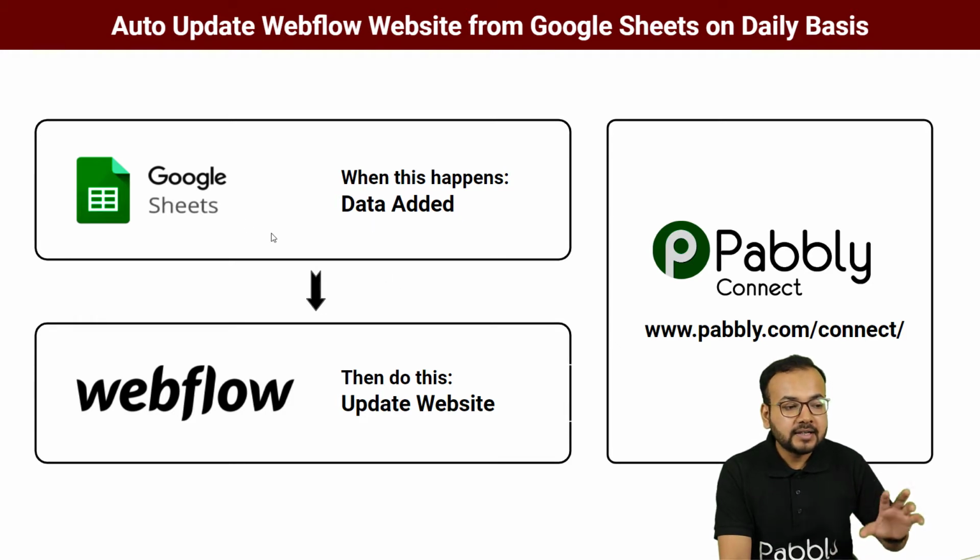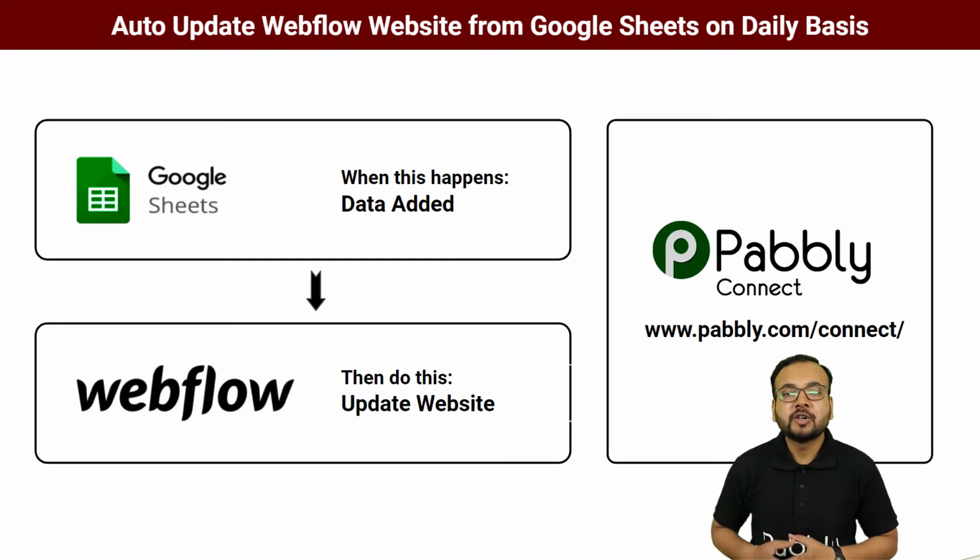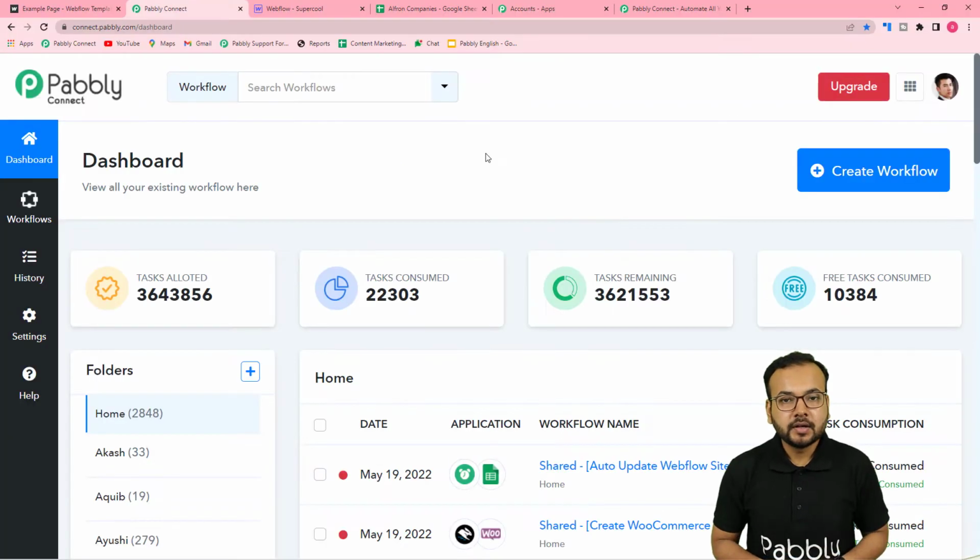You just have to add the data here in the Google Sheet, and the data will be updated automatically with this automation. And to do this, we are using Pabbly Connect, which is an integration and automation tool. And the best part is anyone can set up this automation without any coding skills or programming knowledge. So guys, let's set up this automation together right now.